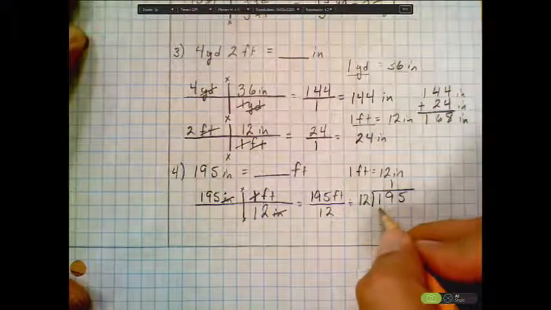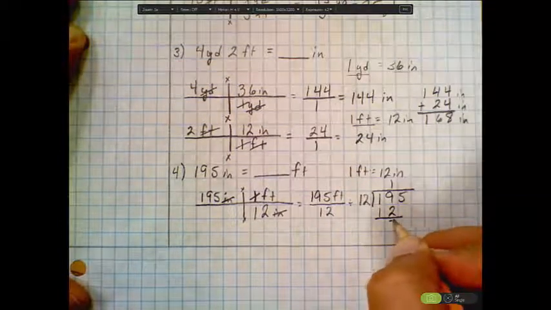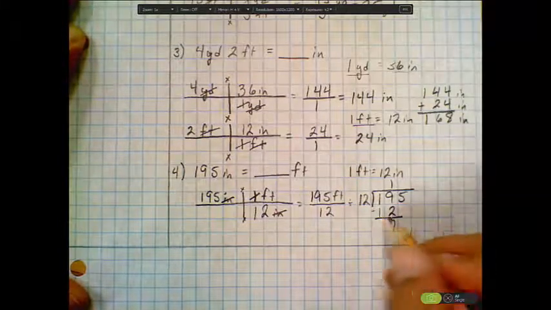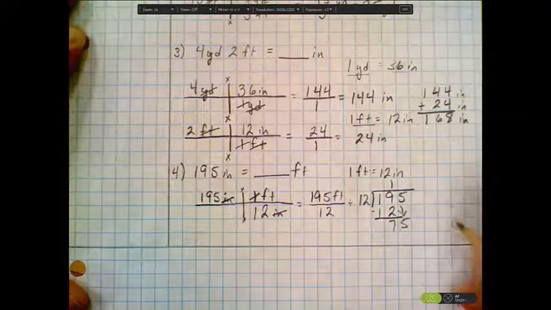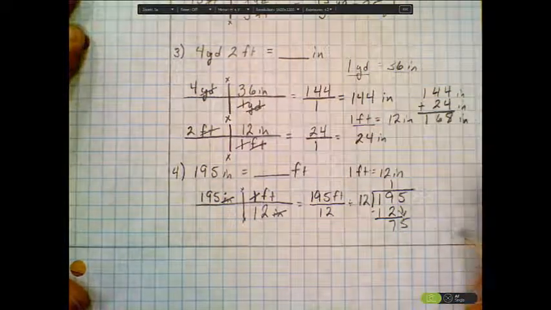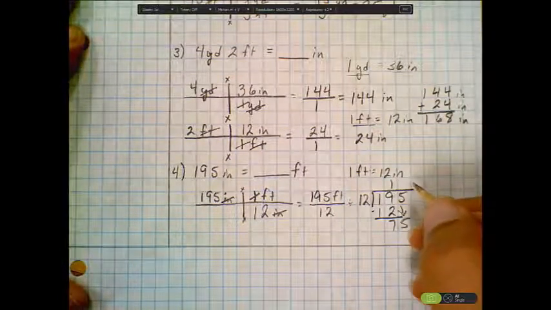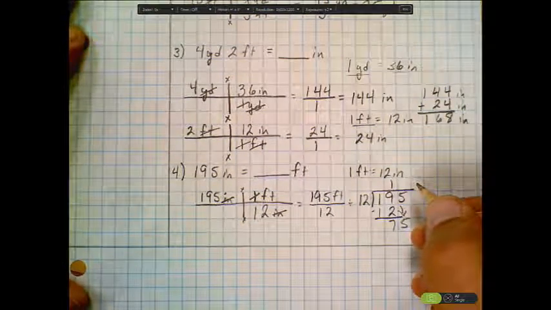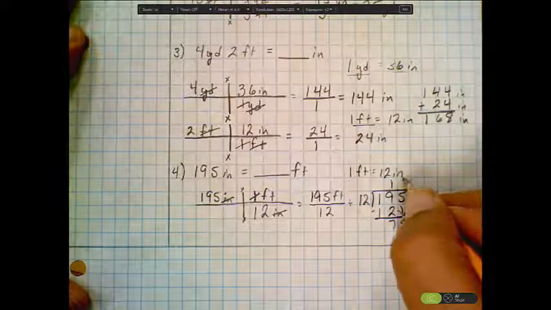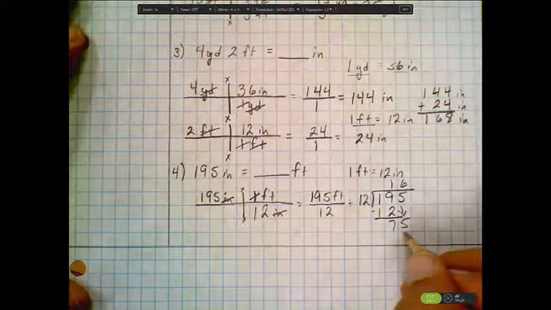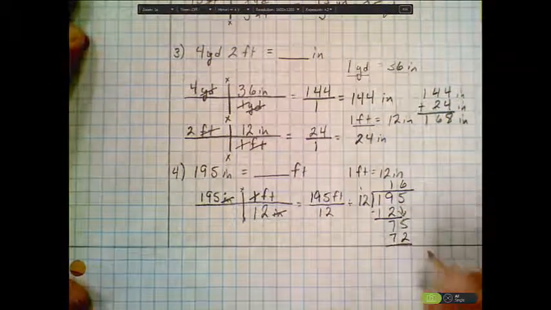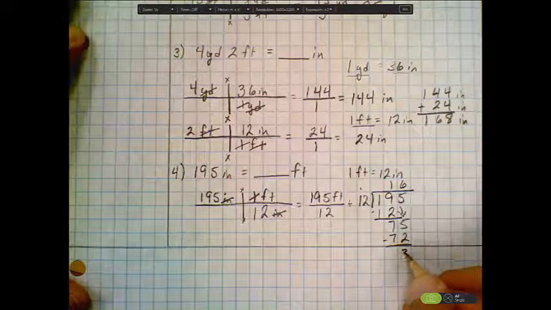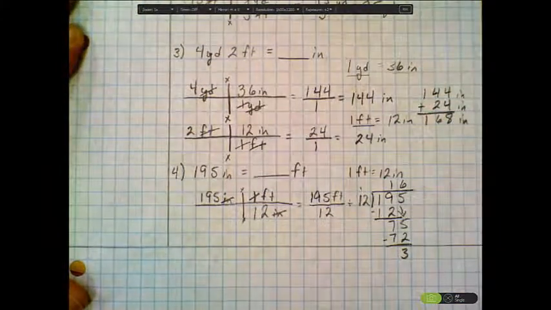Twelve goes into 19 one time, it gives us 12. Subtract, and we get 7. Bring down the 5. 12 goes into 75 6 times? Yeah, let's go with 6. 6 times 2 is 12. 6 times 1 is 6, plus 1 is 7. Yep, that worked out well. Subtract, and we get a remainder of 3.